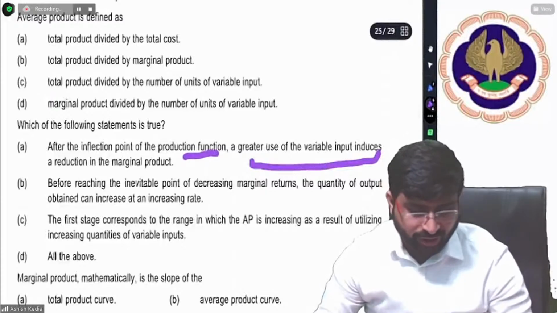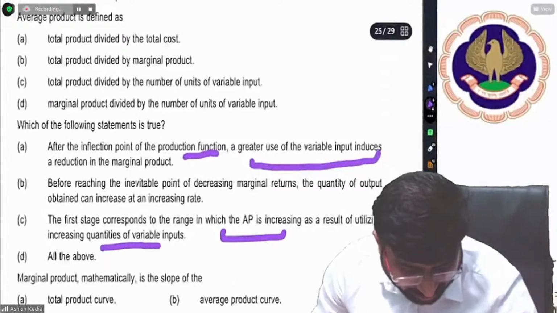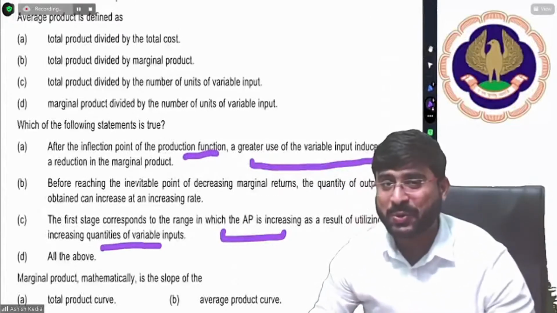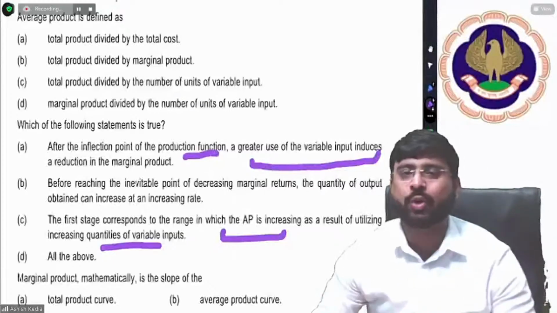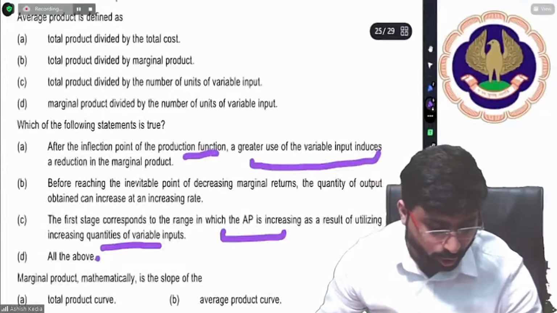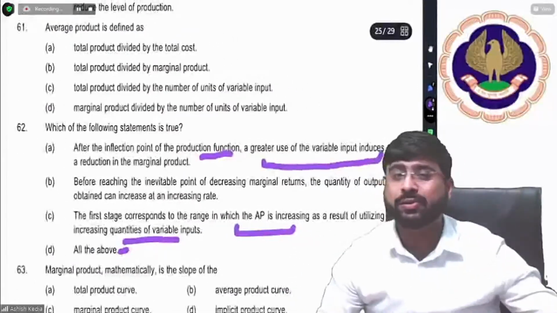Correct. The first stage corresponds to a range in which AP is increasing as a result of utilizing increasing quantity of variable inputs. It's from production, right? And I told you, if you study production, you've got to study costs. Both are quite interrelated to each other and all of the above. Which one do you think is the correct answer, mates? Come on. Question 62.